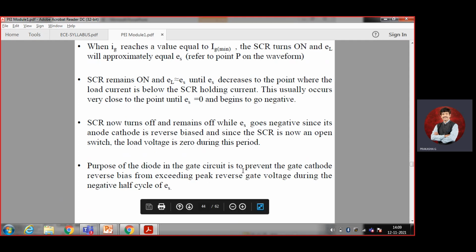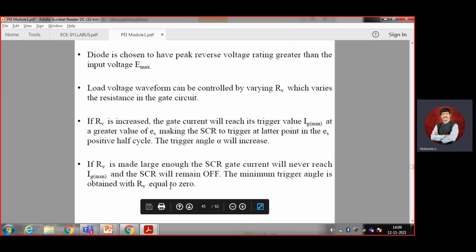The purpose of the diode in the gate circuit is to prevent the gate cathode reverse bias from exceeding the peak reverse gate voltage during the negative off cycle. So for that purpose only, for the negative off cycle, it's going to work. Diode is chosen to have a peak reverse voltage rating greater than the input voltage Emax. So there should not be negative voltage supplied to a thyristor. To avoid that, there should not be any reverse voltage or reverse current flowing through the thyristor. We have selected a proper diode voltage.